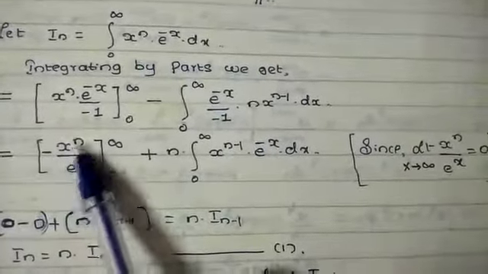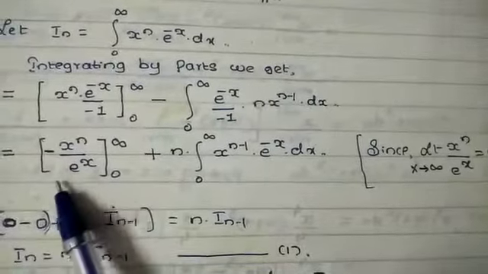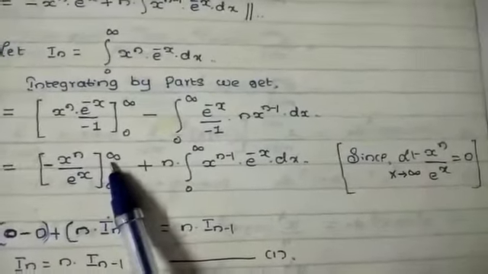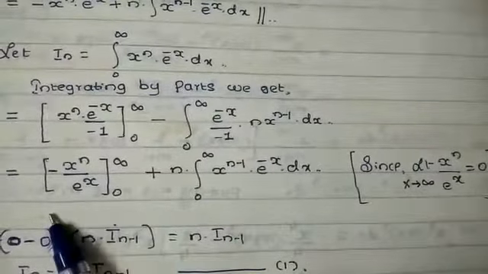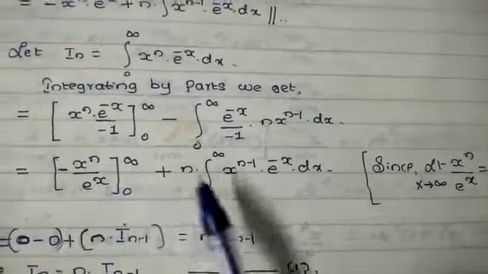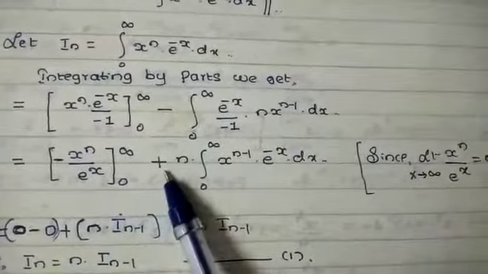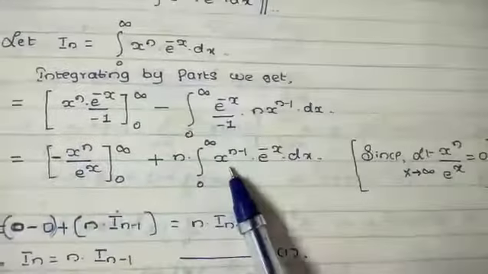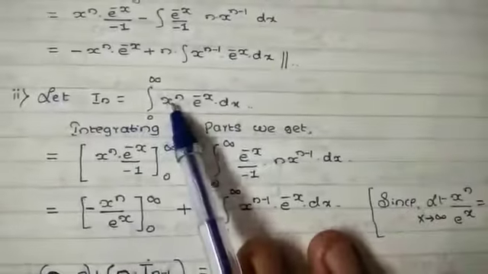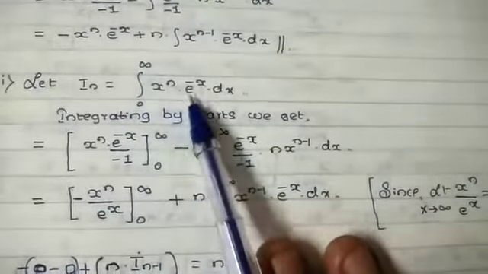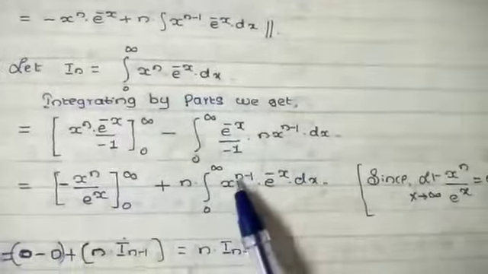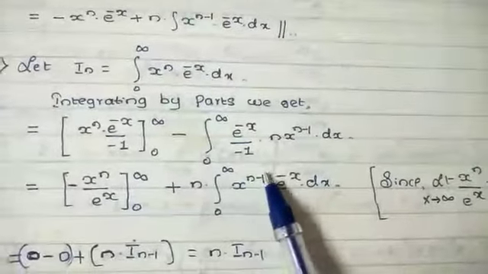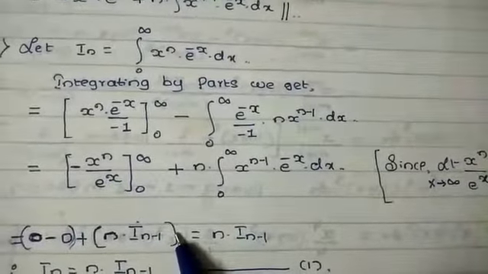Okay, the limit of x raised to n divided by e raised to x as x tends to infinity: the upper limit is 0 and the lower limit is also 0. Therefore, 0 minus 0 plus n into the integral from 0 to infinity of x raised to n minus 1 into e raised to minus x with respect to x, which is I_(n-1), in place of I_n it is I_(n-1).